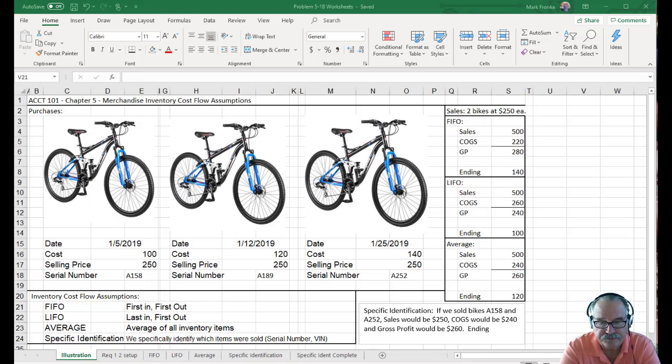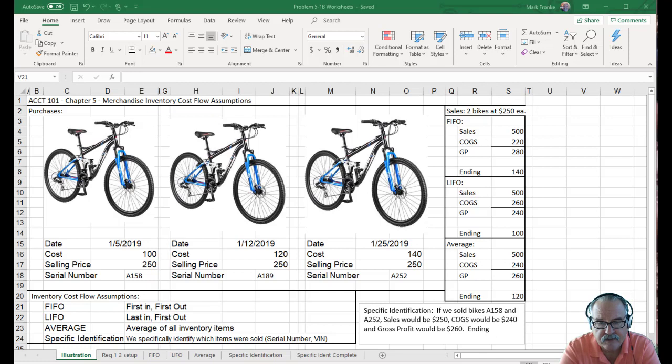That's $140. If we were using a LIFO cost flow assumption, we sold 2 bikes towards the end of the month. And if we're using LIFO, that means from a costing standpoint, we sold the last 2 bikes that we bought, which is the bike that cost $120 on the 12th and the bike that cost $140 on the 25th. So our cost of goods sold would be $260, and our gross profit would be $240, or $40 less than the FIFO method. So here's where you can see we would save taxes because our profit is lower using LIFO in an inflationary environment.